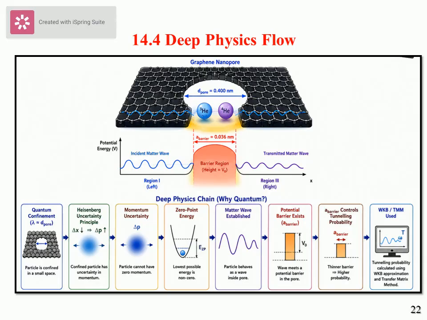Now let's see the deep physics behind our model. This diagram shows the helium atom approaching the graphene barrier as a matter wave. Pore size gives confinement, barrier width controls the tunneling. Heisenberg gives the zero point energy and the matter waves. The barrier controls the tunneling. We use the WKB and TMM models for validation.